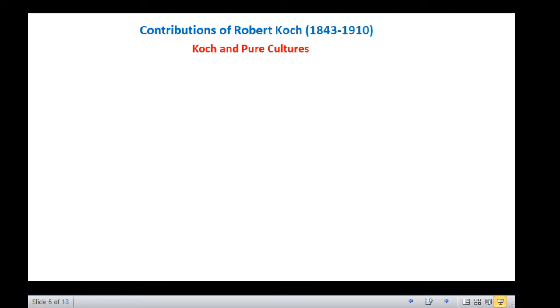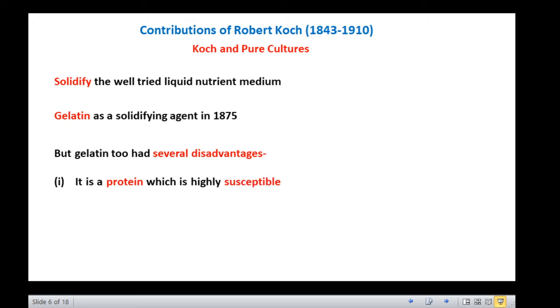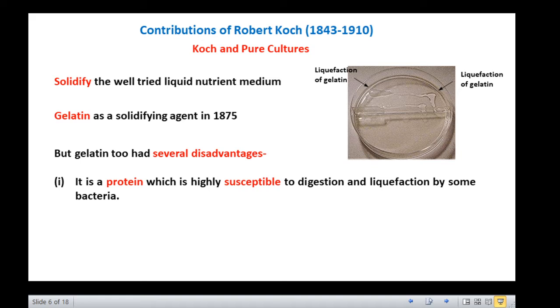Koch realized that it would be better to solidify the well-tried liquid nutrient medium which was in use those days. He added gelatin as a solidifying agent in 1875. But gelatin too had several disadvantages. Some of them were it is a protein which is highly susceptible to digestion and liquefaction by some bacteria which have the enzyme gelatinase.